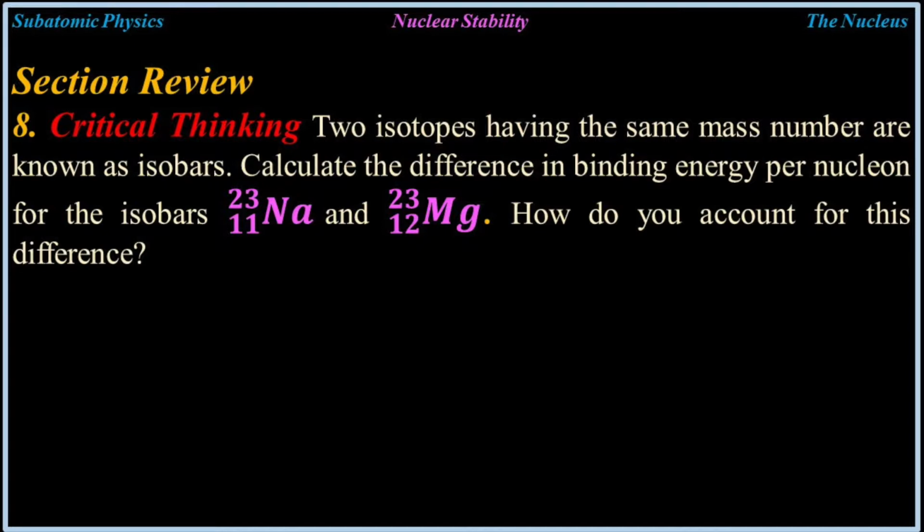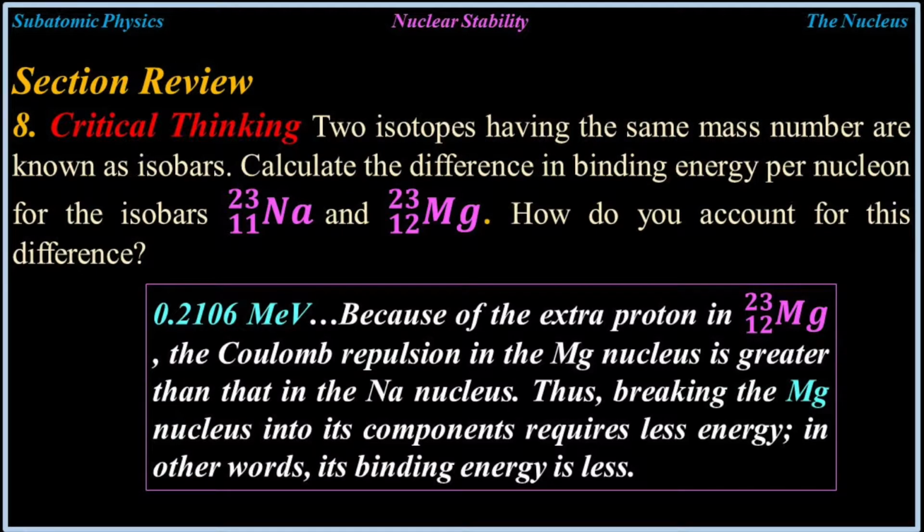And it says, how do you account for this difference? The difference of 0.2106 mega electron volts is because of the extra proton in magnesium-23. The Coulomb repulsion in the magnesium nucleus is greater than that in the sodium nucleus, thus breaking the magnesium nucleus into its components requires less energy. In other words, its binding energy is less.